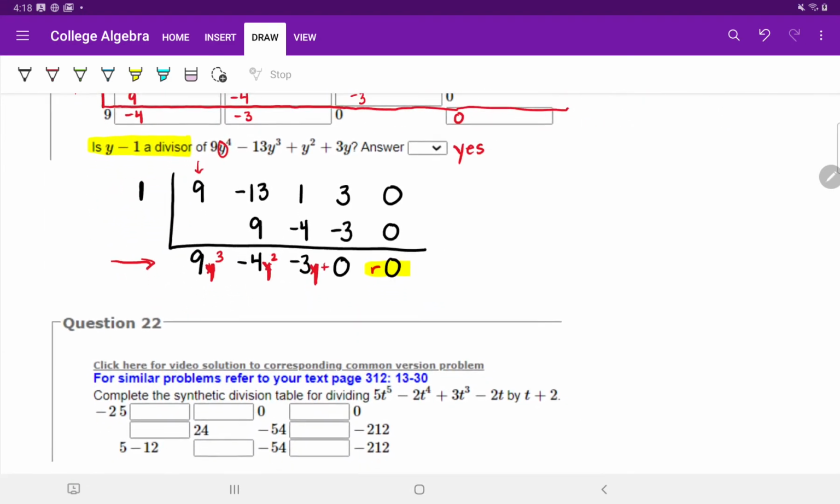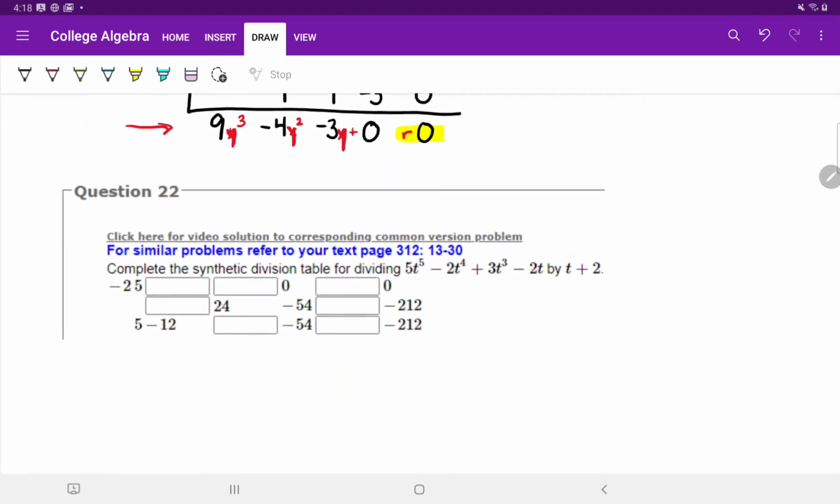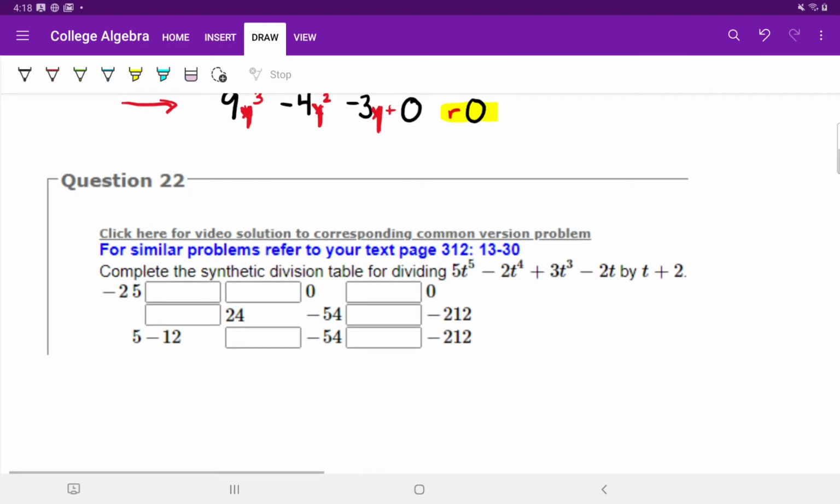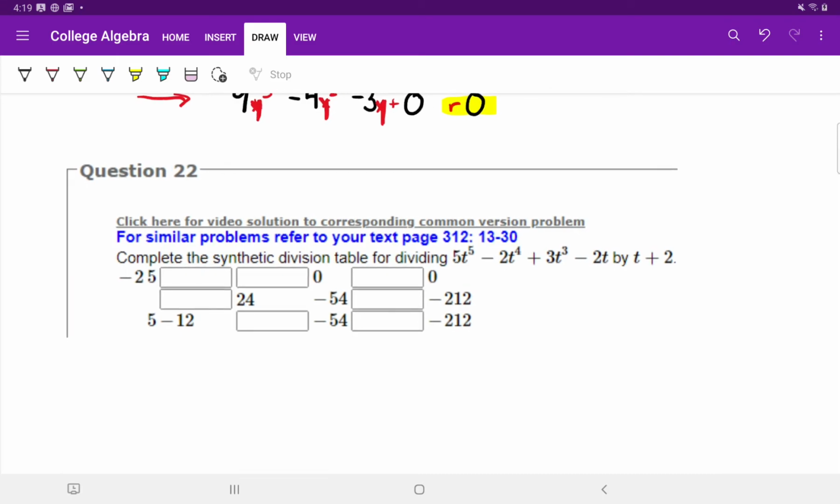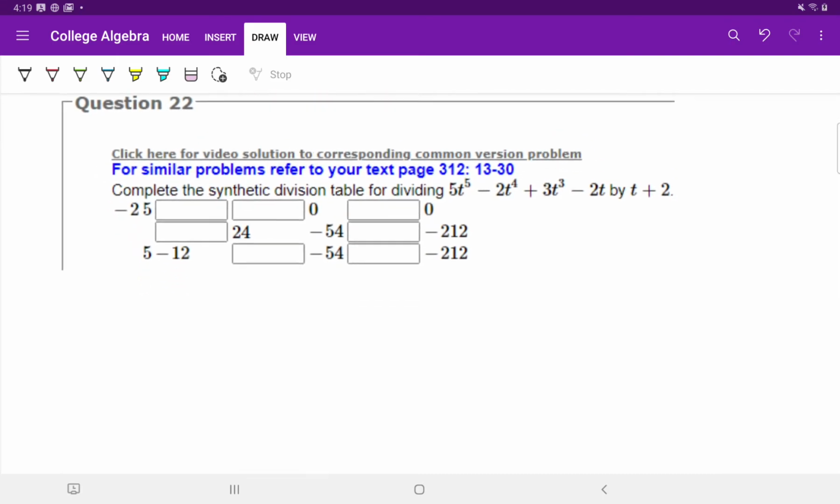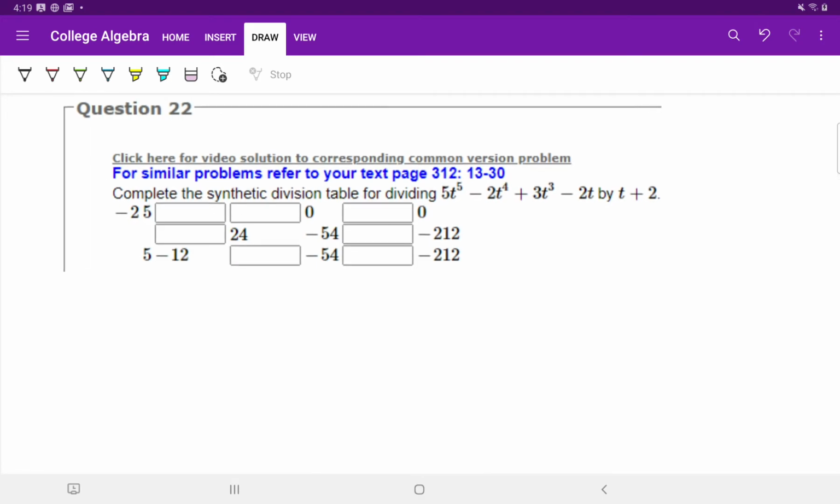The next synthetic division problem in the homework common version is actually the next problem, question 22. All we have to do in this problem is complete the synthetic division table. They don't ask us any other questions. But this one's going to get a little crazy. You can see some of our numbers here, like negative 212. Yikes. So let's set up our bracket. We start with our divisor, and we flip the sign of this number. So instead of a positive 2, we write a negative 2 on the outside of the bracket.